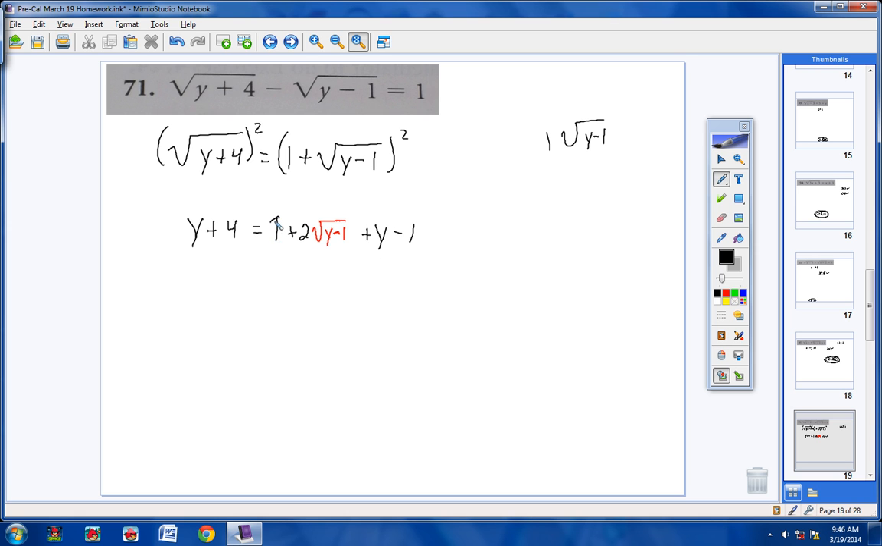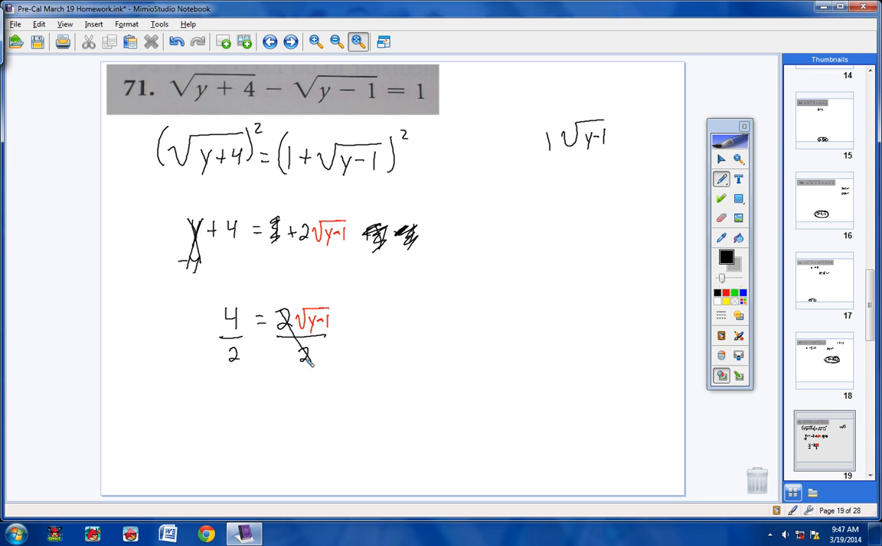First of all, a positive 1 and a negative 1 just cancel out. Secondly, do you see this y right here? Bring this y over and it becomes a negative y, and these cancel out. So you're left with a 4 right here equals a positive 2 times that radical. Okay, so we're doing pretty well. Now all that we have to do is simply divide this side by 2 to get the radical by itself.